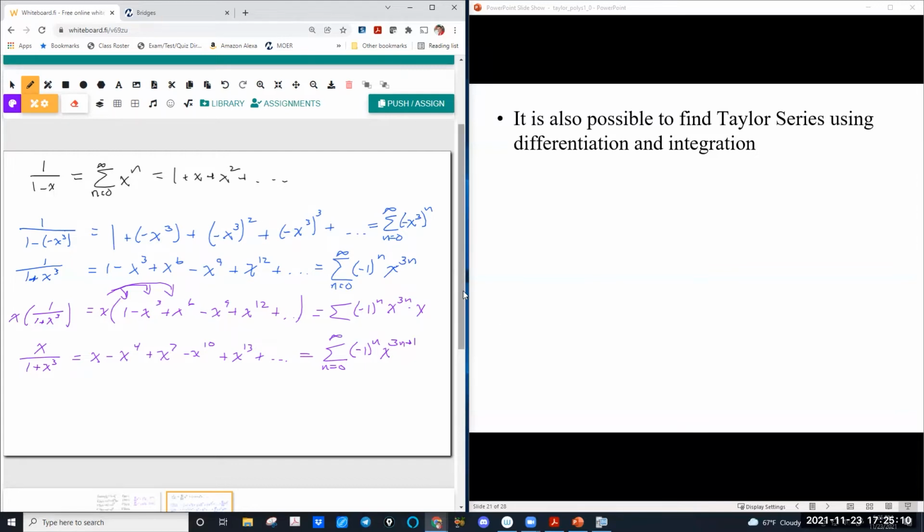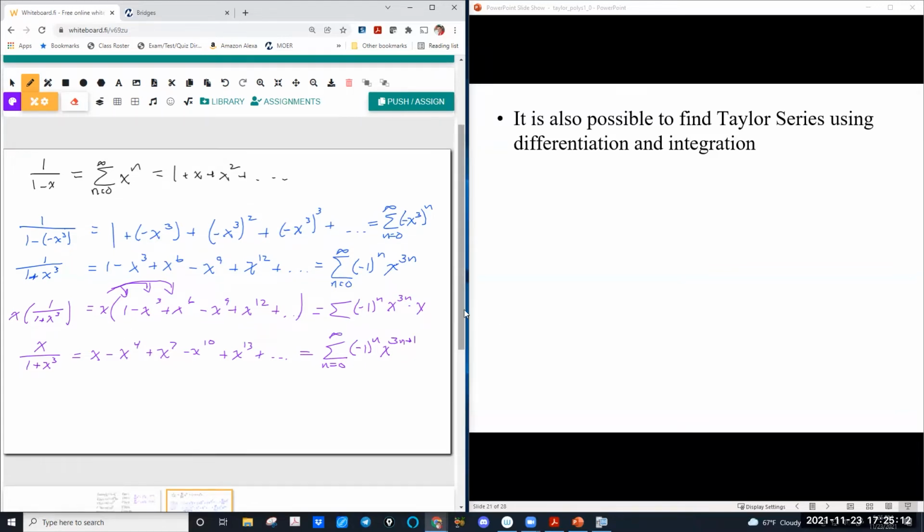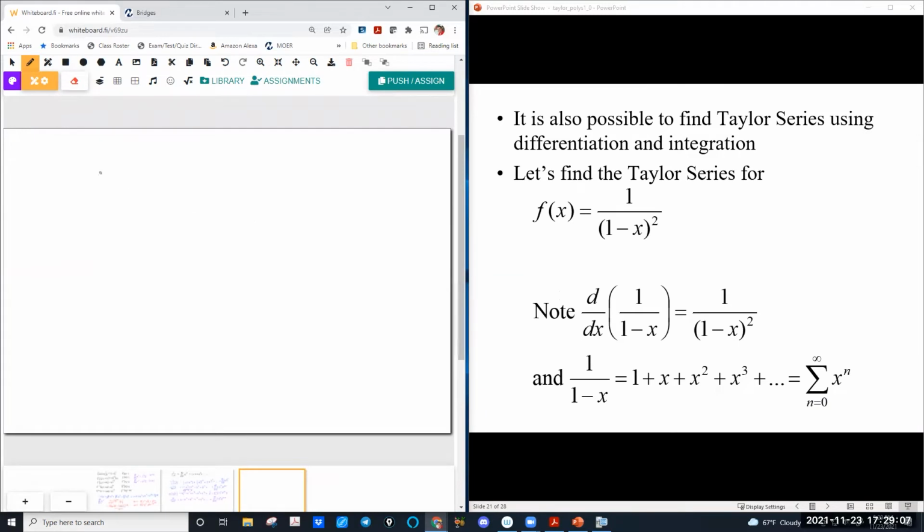We can also do this via integration or differentiation. So we know that the derivative of 1 over 1 minus x is 1 over 1 minus x, the quantity squared.